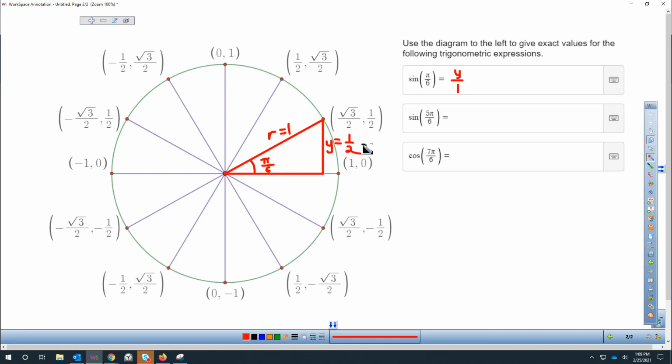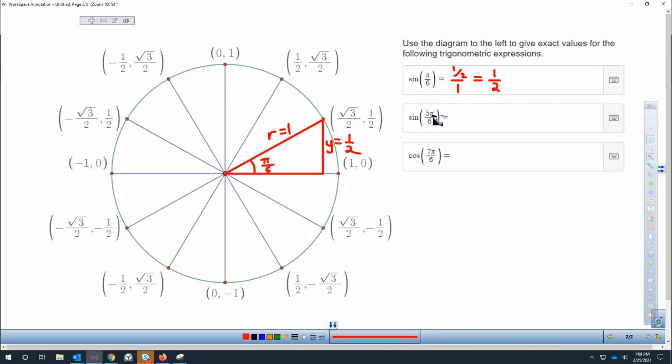And like I said, there's a video a couple slides before this that shows you how we figure that out. But once I know that equals 1/2, then I can come up here and write my ratio as 1/2 divided by 1. Now dividing by 1 isn't going to change this. It's still going to be 1/2. So the sine of pi sixth is equal to 1/2.